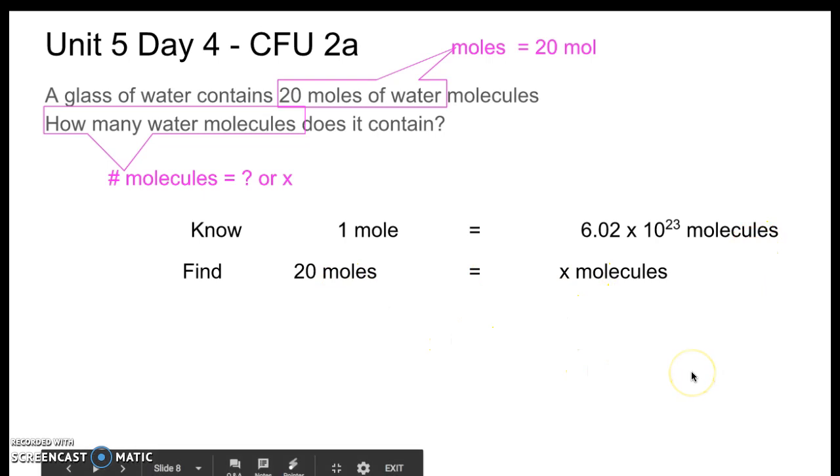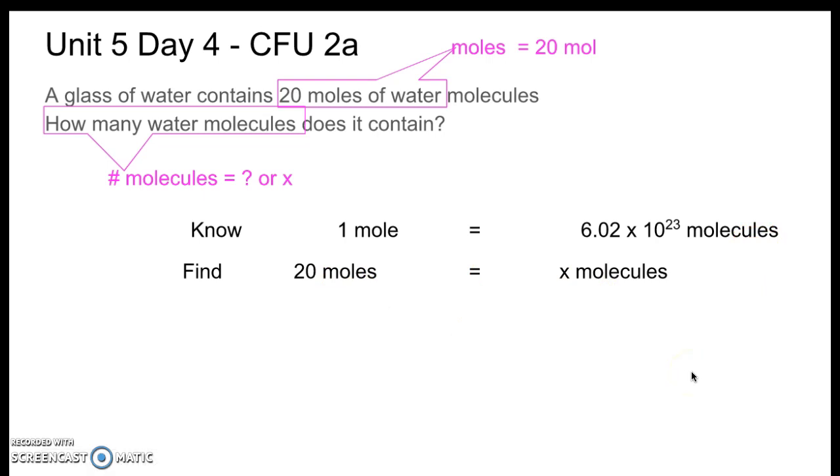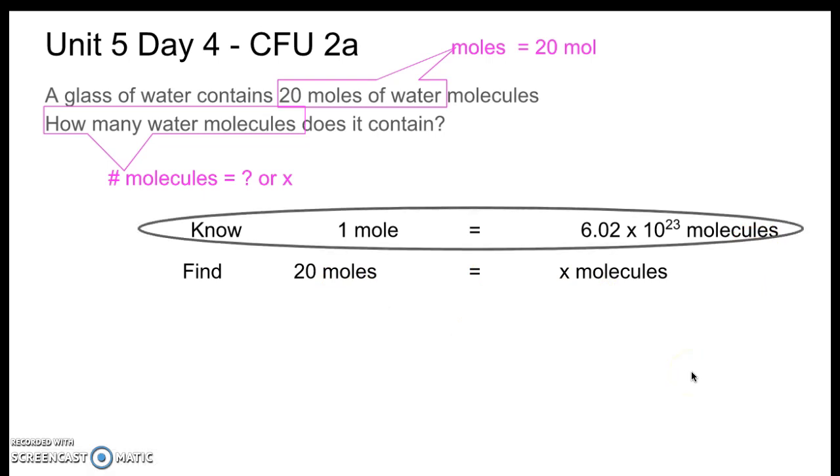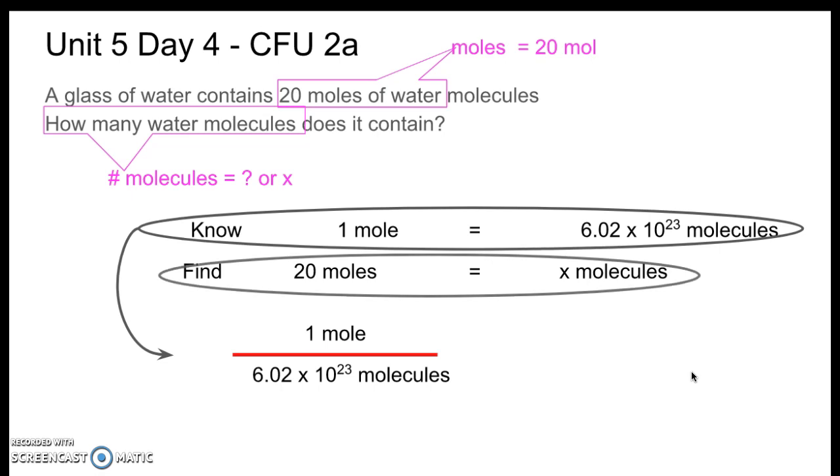So we have our two equations here. We're going to convert these into two separate fractions. Let's take our mole, 1 mole is equal to 6.02 times 10 to the 23, and make that into a fraction. And let's take our find equation, 20 moles equal to X number of molecules, and turn that into a fraction. And so we have our two separate fractions here. And we can go ahead and set those fractions equal to each other.